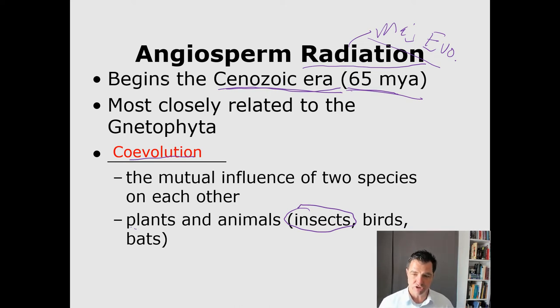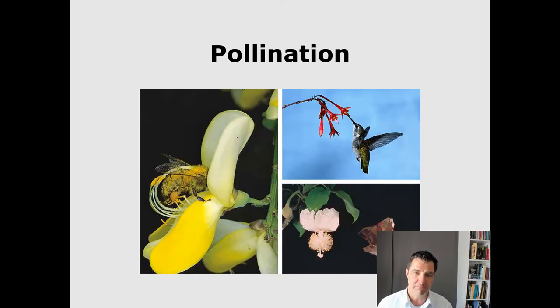So there was this major rapid change in the evolution of species that goes along hand in hand with each other. And in this case, it's the angiosperms and insects, but also birds and bats and things of that sort. When we talk about pollination, remember we talked about things like with the mosses, rain and wind and that kind of thing delivering the pollen.